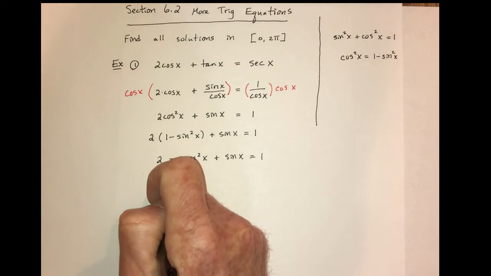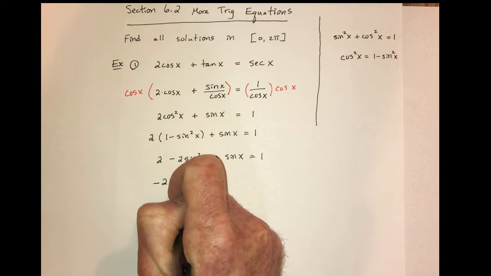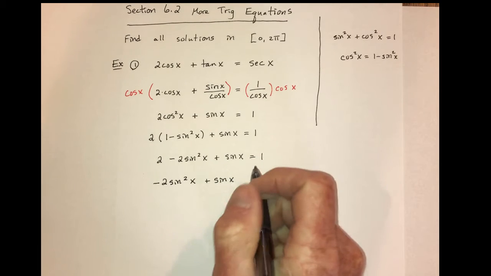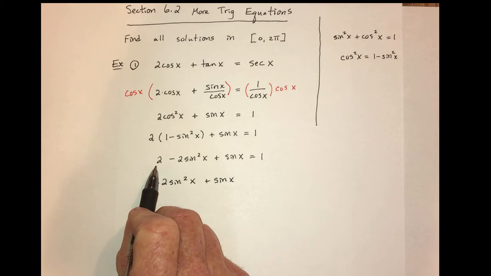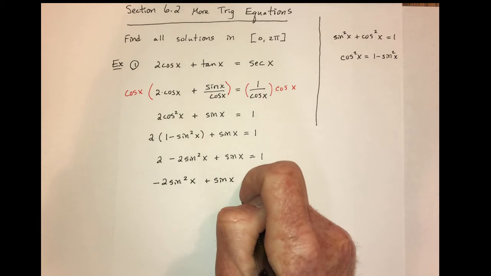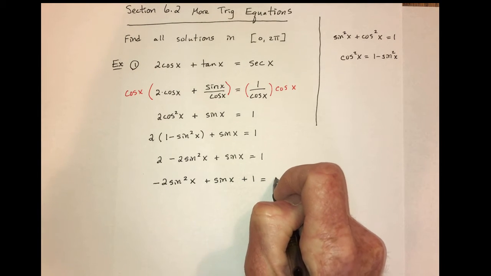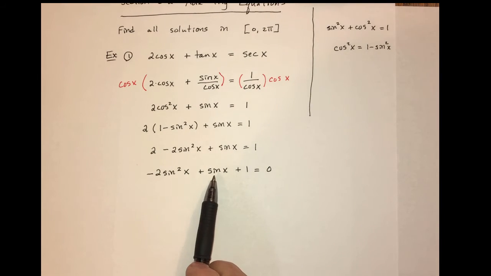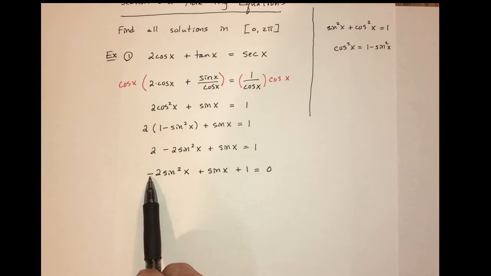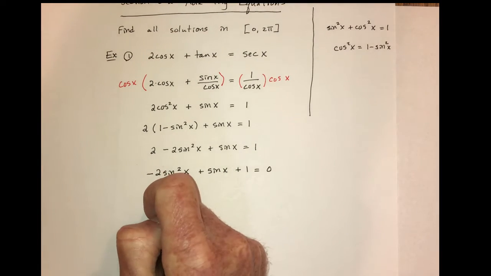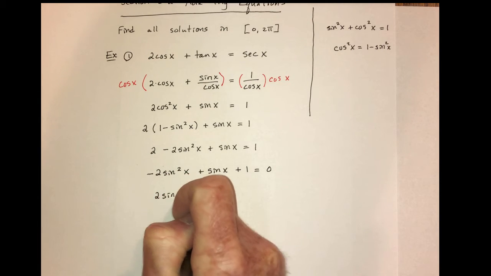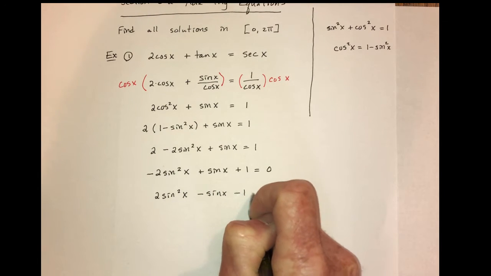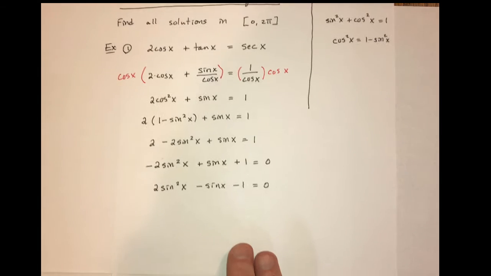So this, I'm going to put that first. Negative 2 sine squared. And then the plus sine x. And then when you subtract 1 from both sides, it's going to leave 2 minus 1, so it's going to leave 1. Okay, and then this one could be factored. Although when I factor, I prefer to have the leading term be a positive, so I'm going to multiply everything by a negative 1, or in other words, change all the signs. And then factor.